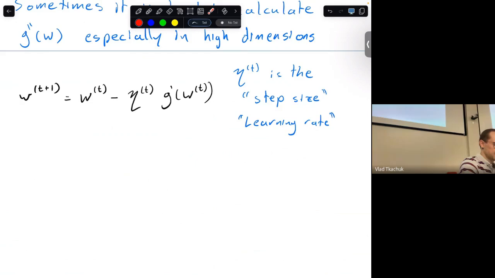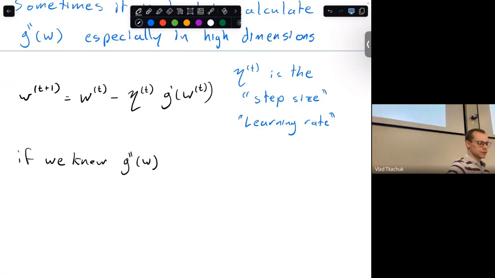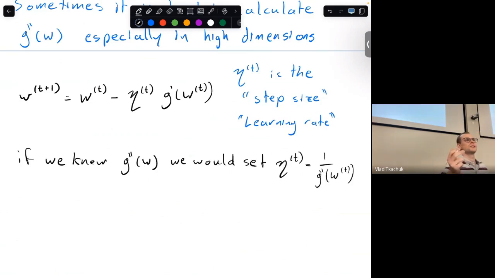And here's maybe the insight. If we knew G double prime of W, then we would set eta t equal to just 1 over G double prime of W_t. And this is exactly from what I said before. We would just use second order gradient descent if we knew this thing. Turns out we're not going to know it.